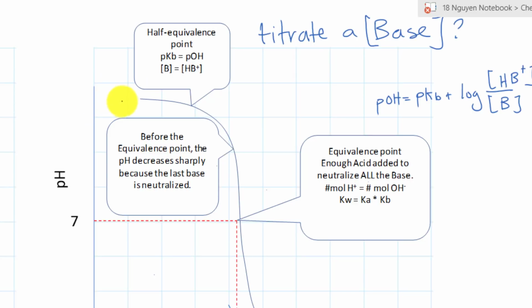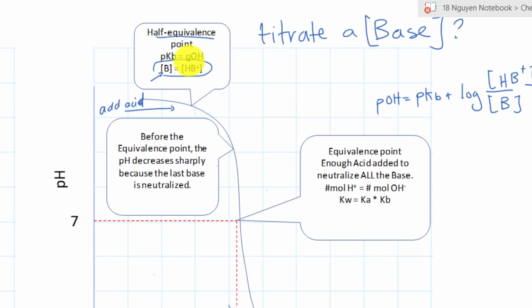And as we're adding more acid, of course, the pH is going to go lower. Before we go far down here, we reach the half equivalent point. But notice how it is relative to the concentration of the base and its conjugate form, the conjugate acid right there. So we have those concentrations equal to each other. Well, in this case, the pKb is equal to the pOH, just like we have pKa equal to the pH.